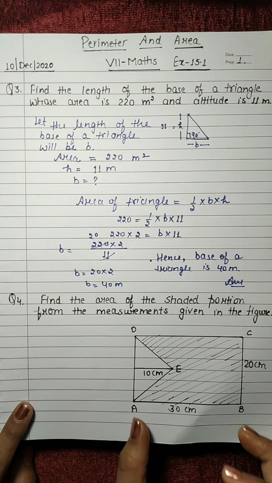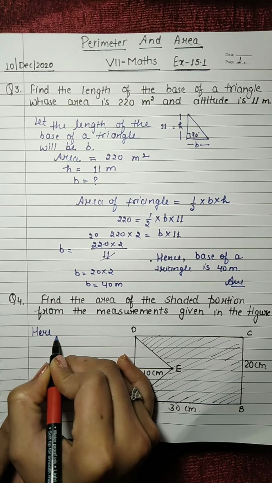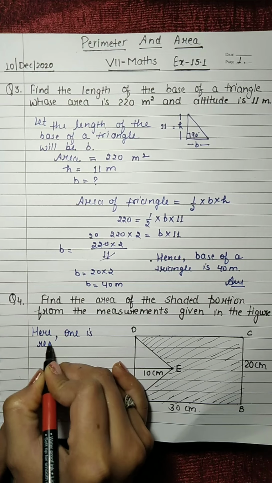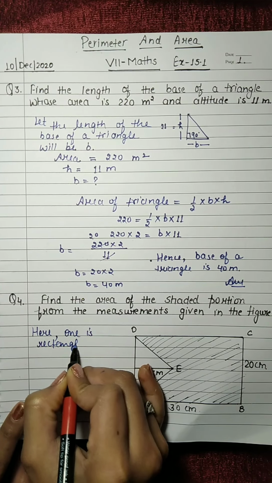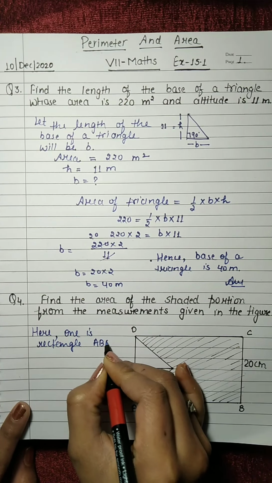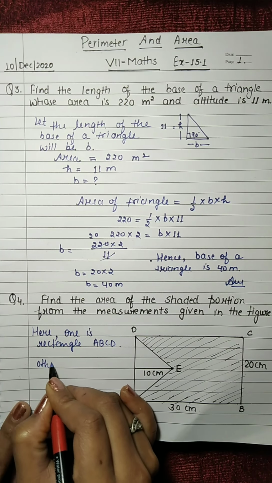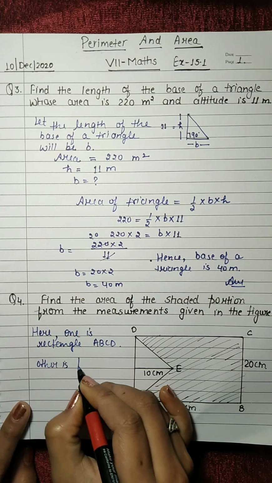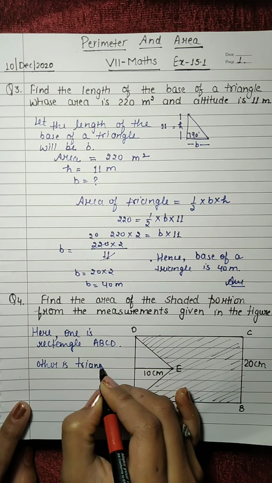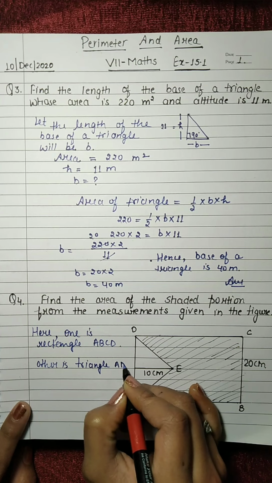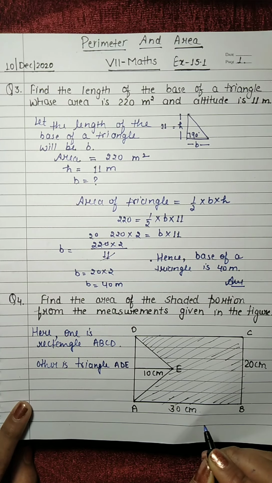Okay students, here one is a rectangle. Yes, that is A, B, C, D. Okay students, and the other is a triangle. What will be here? That is A, D, E. A, D, E. Is that clear?